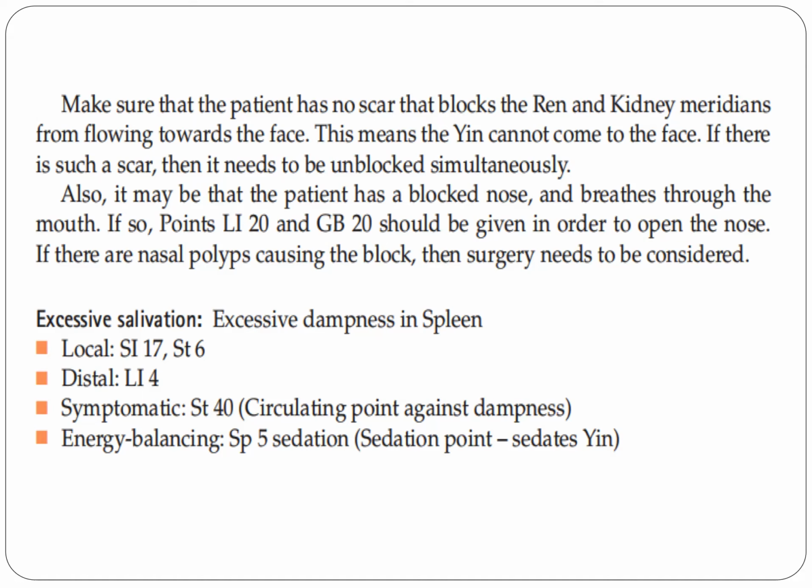Now for excessive salivation, too much saliva. Excessive dampness in the spleen. Locally, use SI17 or stomach 6. For the distal point, use LI4. Symptomatic, stomach 40, it is the circulating point against dampness. Use the energy balancing, spleen 5 sedation. This is the sedation point. It sedates the yin.